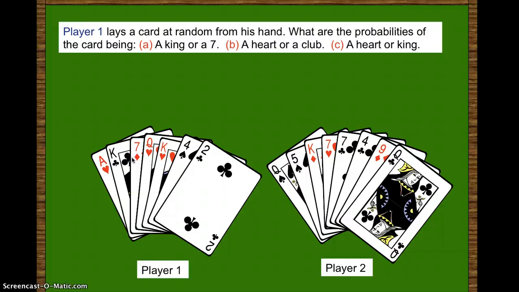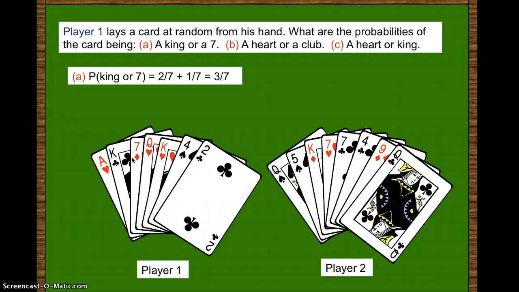Okay, let's check your answer. For letter A, a king or a 7: 2 out of 7 plus 1 out of 7. Your answer should be 3 out of 7. I also would like you to check the notation. It should be written this way. Okay, so A is a mutually exclusive event.